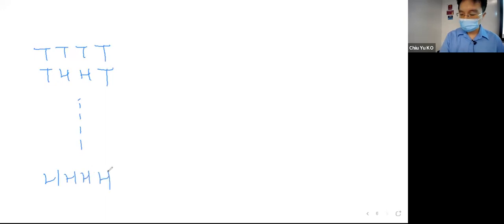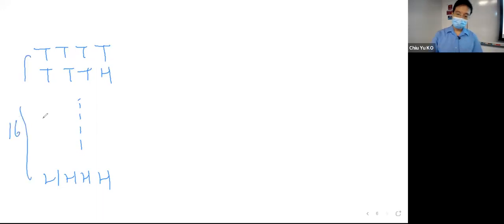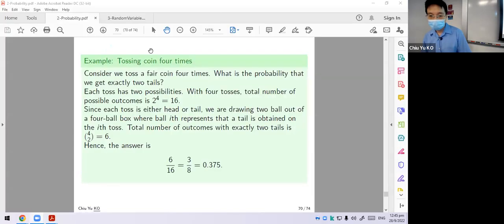The outcome can be represented by 4 letters. It can be tail, tail, tail, tail. It can be tail, head, head, tail, and so on and so forth. It can be anything, even head, head, head, head. Maybe I change it like this, I just change one head first. So there will be 16 of them. Is there any way to count this in an easier way? What are we counting? How many tails?